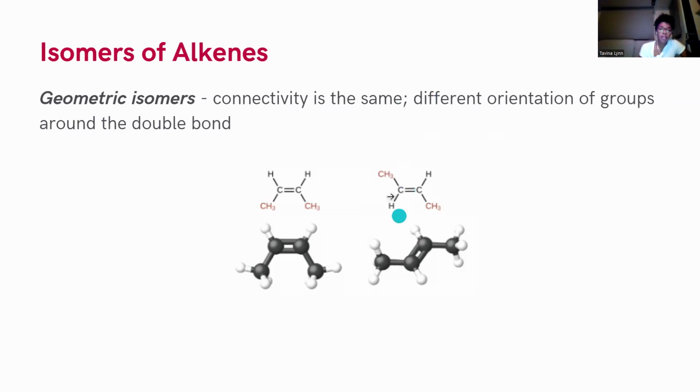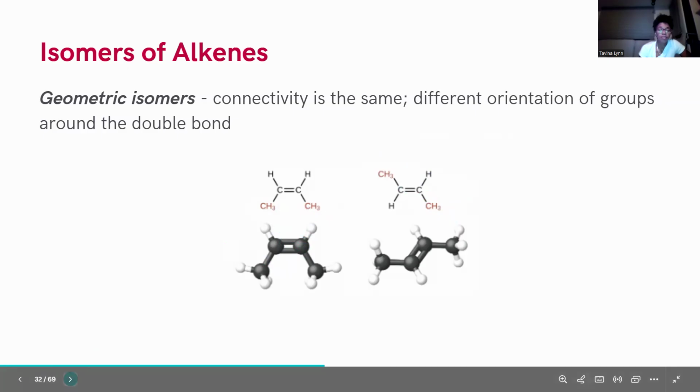But more importantly here, both carbons have a methyl and a hydrogen group coming off of them. But just notice the orientation of the methyls and the hydrogens are different. So when these methyl groups are on the same side, this is what we call the cis isomer. And when it's on the opposite side, we call that trans isomer.